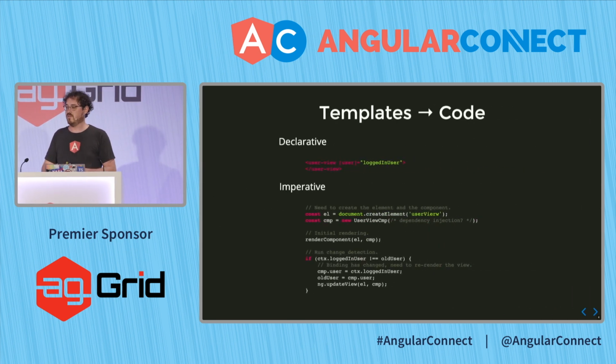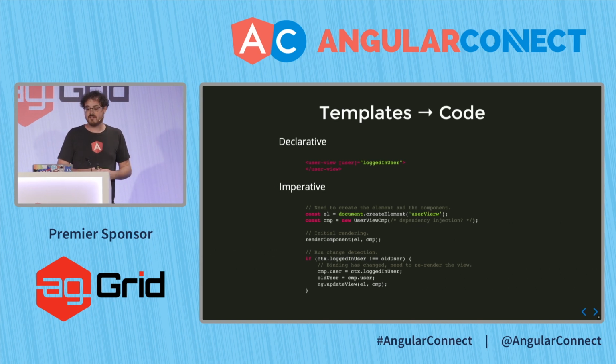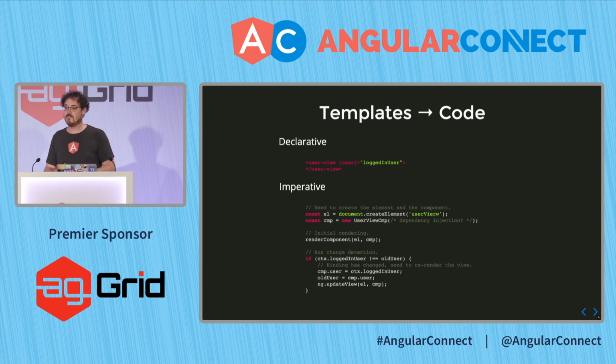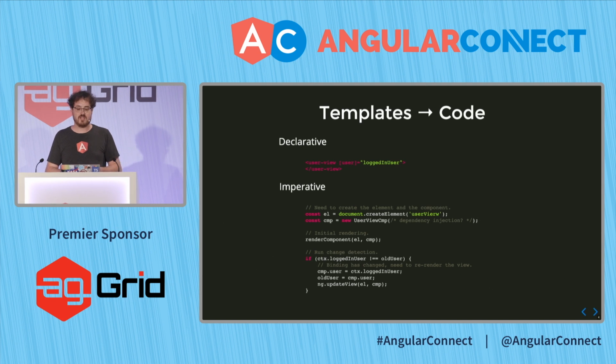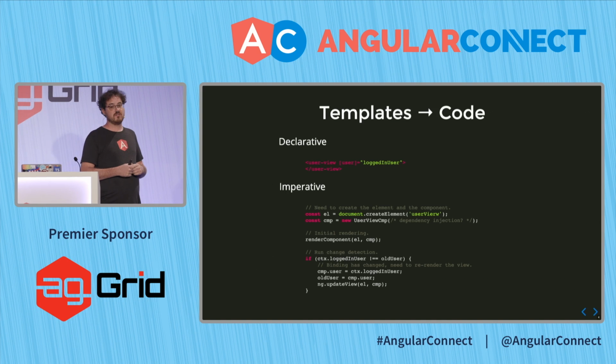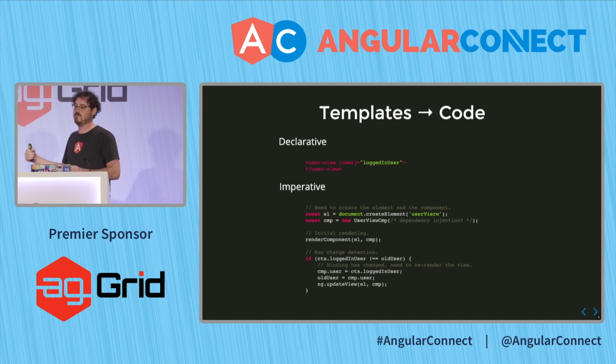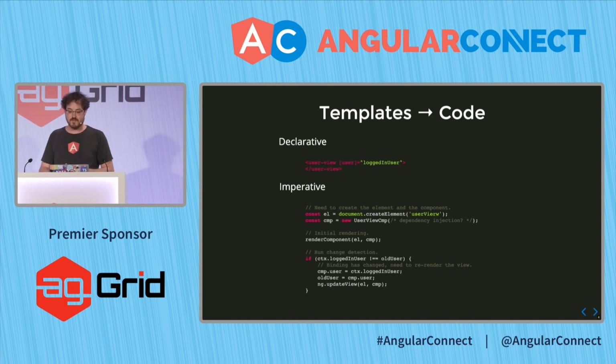But why do we have one at all? The main job of the compiler is to turn the templates you write into the code that runs at runtime. And in Angular, you write your templates declaratively. Right? You specify what you want to happen, the components you want to render, the bindings you want to check, but not how it should happen. You don't describe the mechanisms by which change detection works.